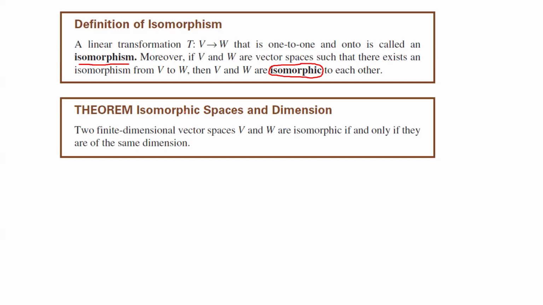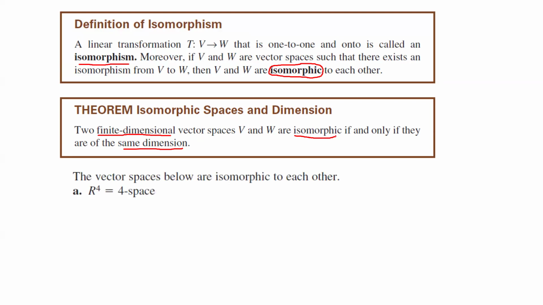We have a nice theorem. Isomorphic spaces and dimension. Two finite dimensional vector spaces like V and W are isomorphic if and only if they are of the same dimension. So again, if you have two vector spaces like V and W, and they have finite dimension, they are isomorphic if and only if they have the same dimension. Okay, that's an interesting theorem.